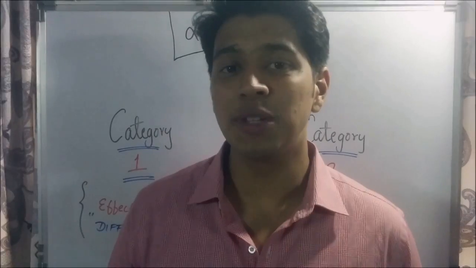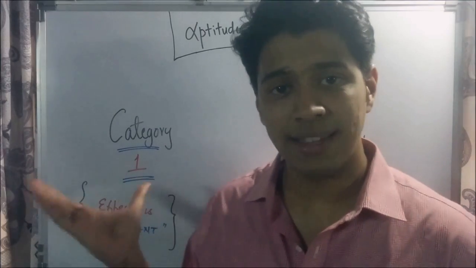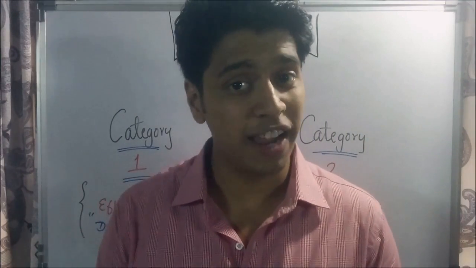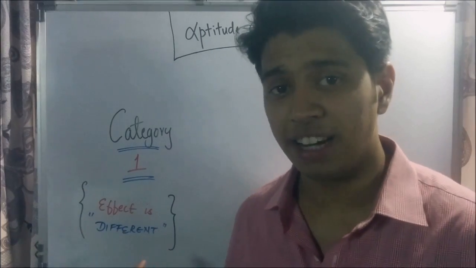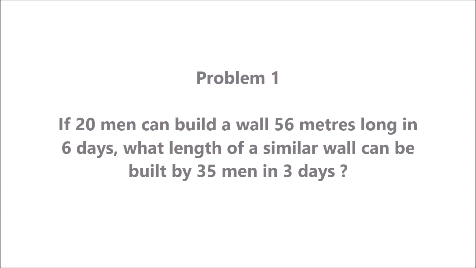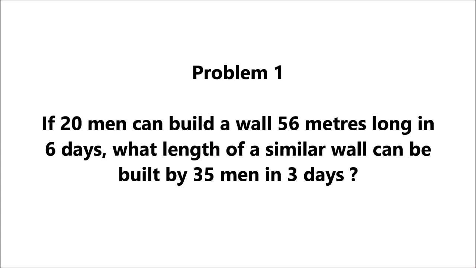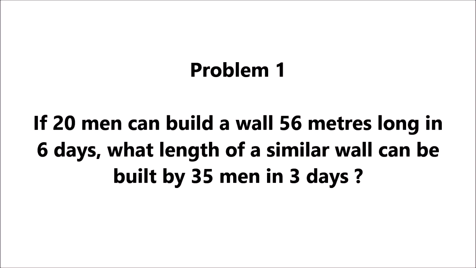Quiz time. What I'm going to do is flash two questions on your screen. I want you to tell me whether each of them is a category 1 sum or a category 2 sum. Don't forget, in category 1 the effect is different, and in category 2 the effect is same. Problem 1. If 20 men can build a wall 56 meters long in 6 days, what length of a similar wall can be built by 35 men in 3 days?